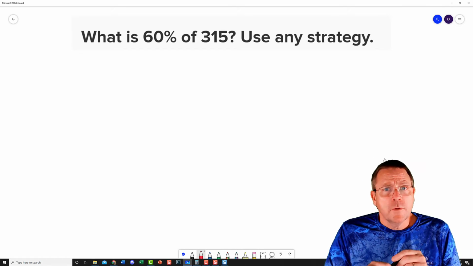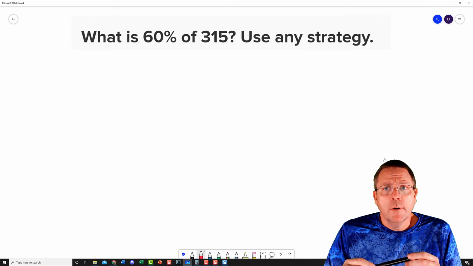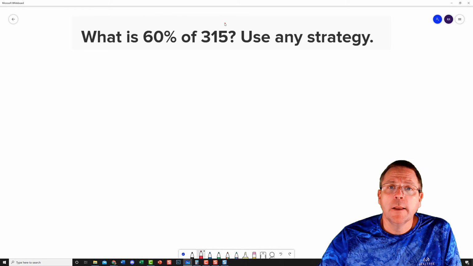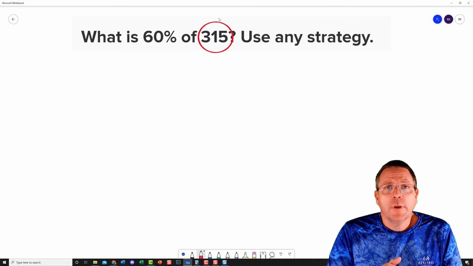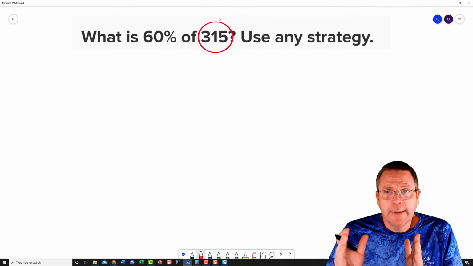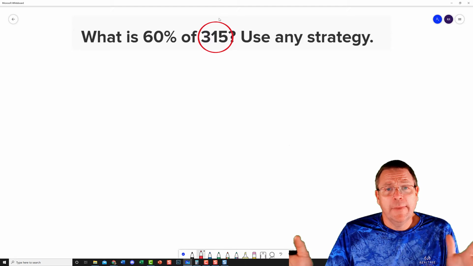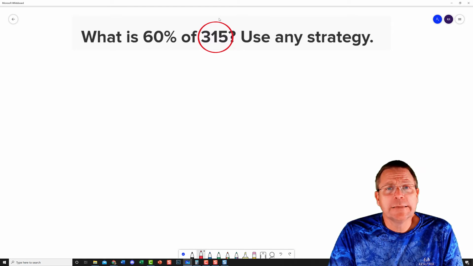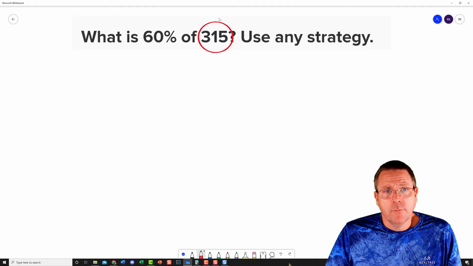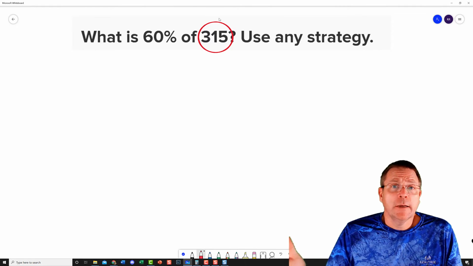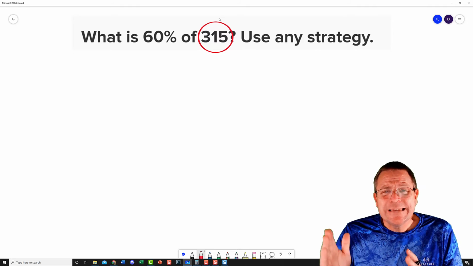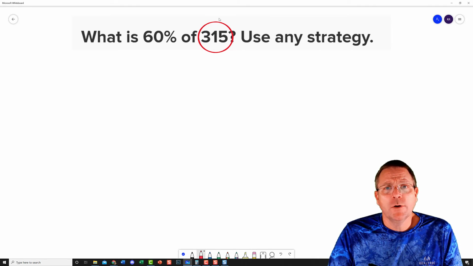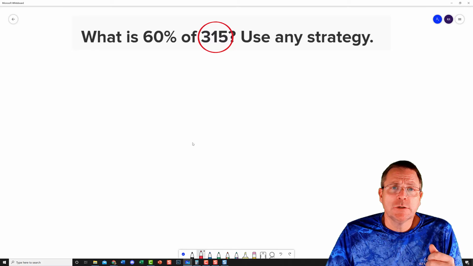Personally, I think using the bar diagram or the double line plot would be a really bad idea on this one. The reason being is this number right here. I can't really divide 315 into 10 even numbers or anything else that would work very nicely with breaking down from 100%. I could divide top and bottom by 5, but then I'd have to do 20 sections, and I don't want to do 20 sections when it'd be so much easier to just use math.